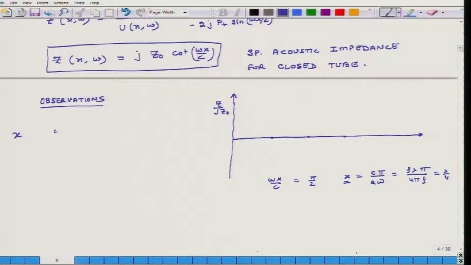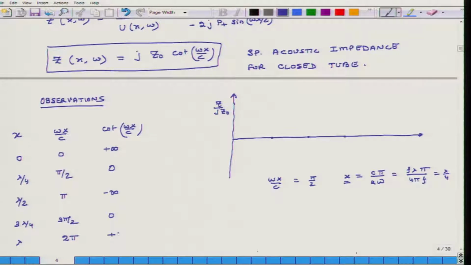Looking at omega x over c and cotangent of omega x over c: when x is 0, omega x over c is 0, and cotangent is positive infinity. At lambda over 4, omega x over c is pi over 2, and this is 0. When x is lambda divided by 2, half of the wavelength, this is pi, and cotangent is minus infinity. Then at 3 lambda over 4, this is 3 pi over 2, it is 0, and at lambda, this is 2 pi, and this is positive infinity.